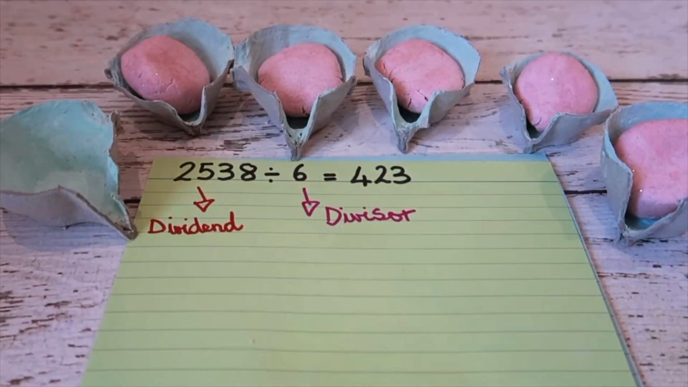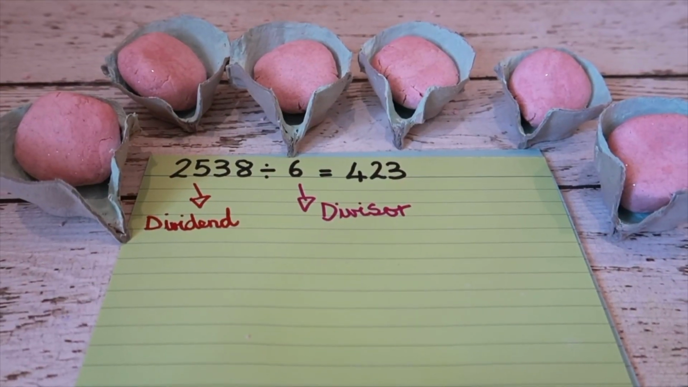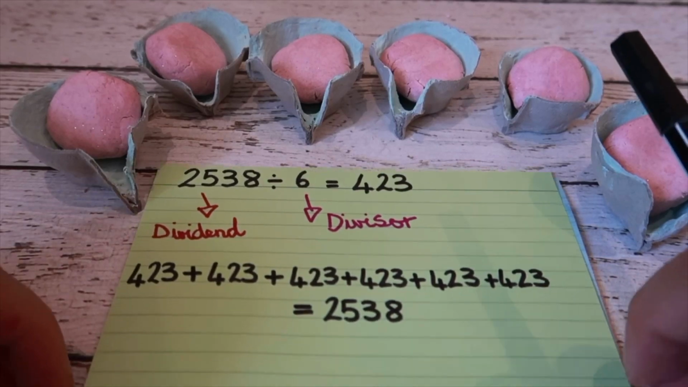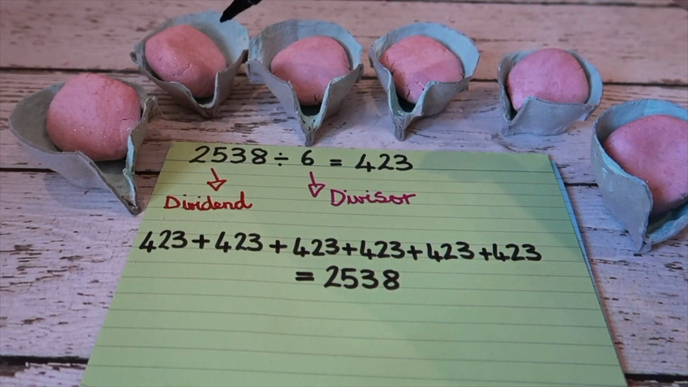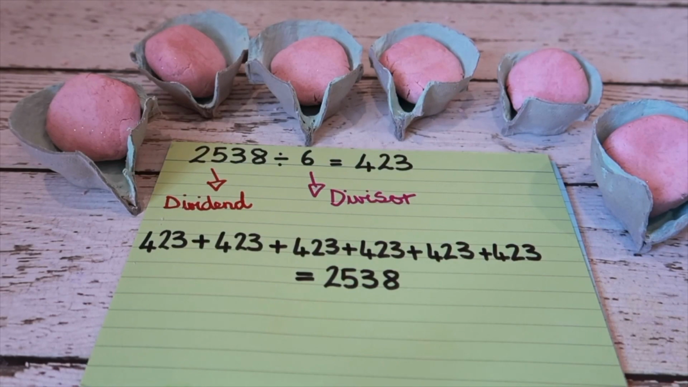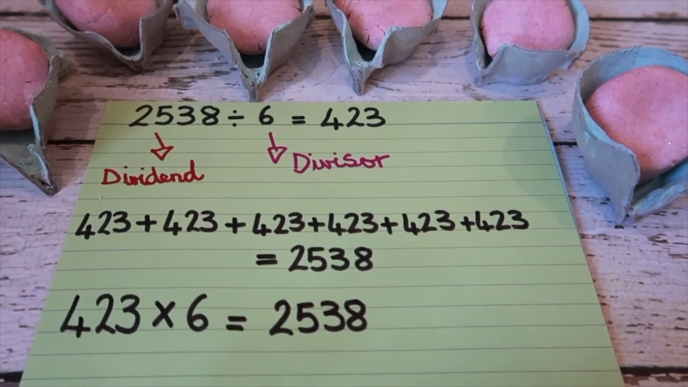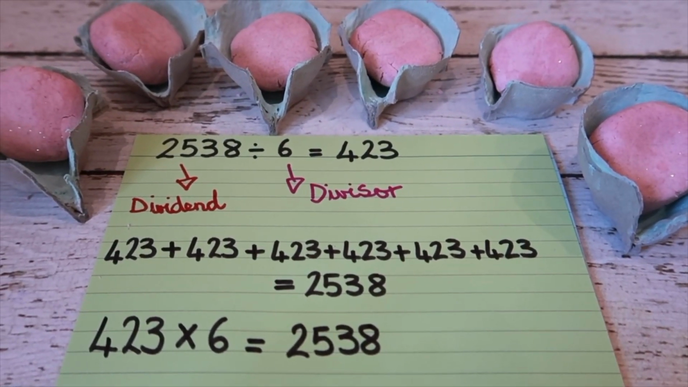So I've got 423 times 6 is equal to 2,538. So as we know, repeated addition is the same as multiplication. So 423, I've added it 6 times. So another way I can write this is simply 423 multiplied by 6. So I just want you to practice using divisor and dividend in sentences.